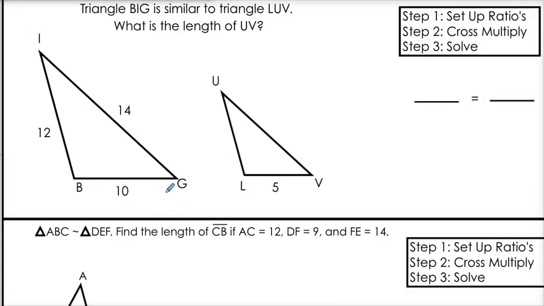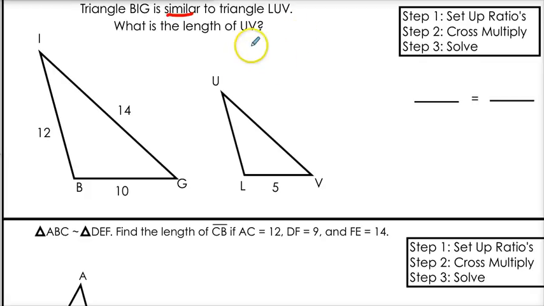So let's move on. Now we can use this fact that the ratios are all the same to figure out what different side lengths are. And I'll show you how to do that. We're going to set up proportions here. So let's look at this question. Triangle BIG is similar to triangle LUV. These two triangles are similar. What is the length of UV?